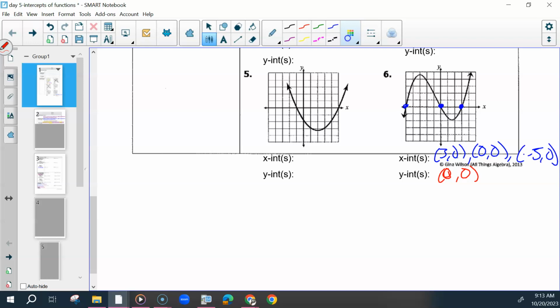Okay. Any others we want to go through 2 through 5? Number 4.